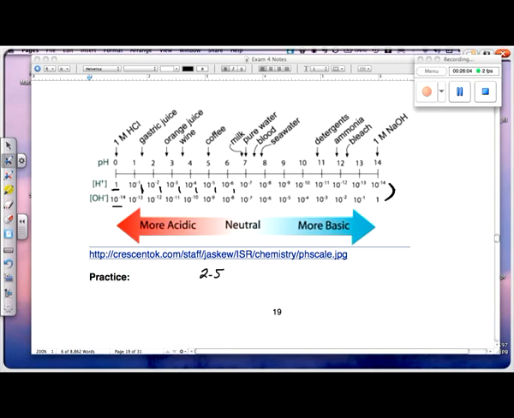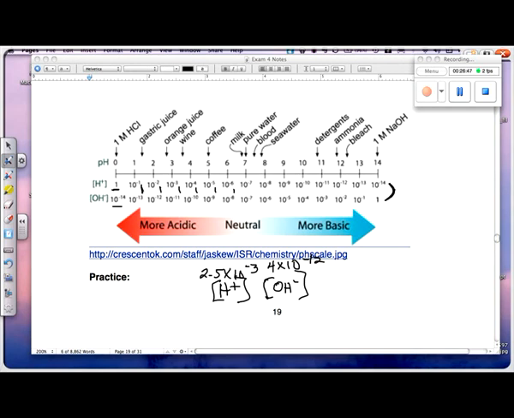If you had 2.5 times 10 to the minus 3 as your H plus, and you were trying to find your OH minus, so if I take 1 times 10 to the minus 14 and divide by 2.5 times 10 to the minus 3, you get 4 times 10 to the minus 12, okay? So this would be 4 times 10 to the minus 12.